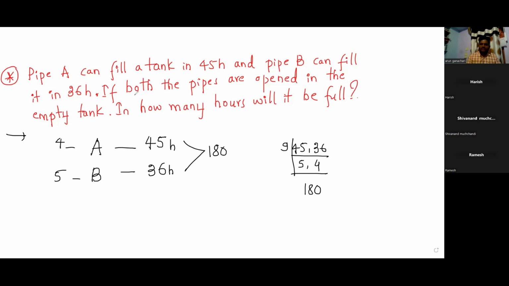Getting this? Now the question is, if both of them are open together, that is A plus B, what will the efficiency become? 4 plus 5 is 9. So the total work done will be 180 divided by 9. How many hours? 20 hours. Getting this? It's a very easy question. I hope you can understand this.